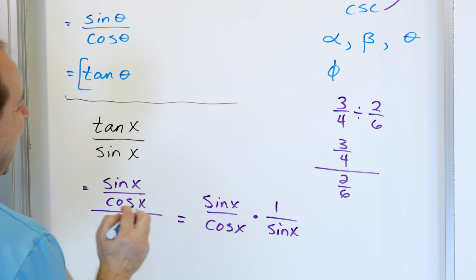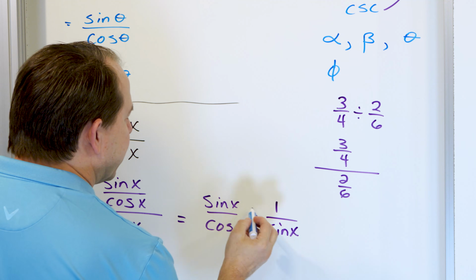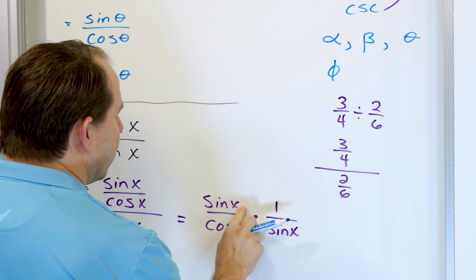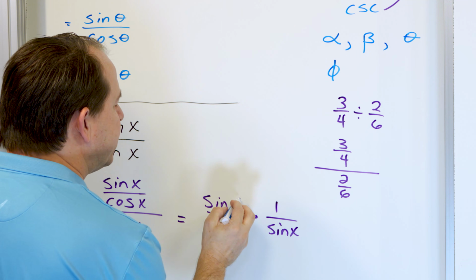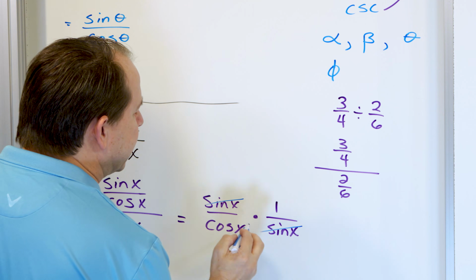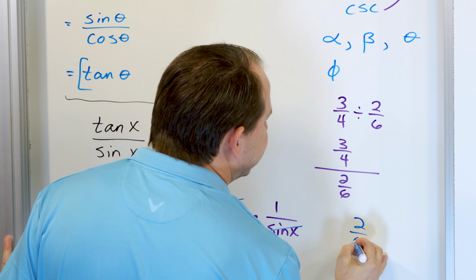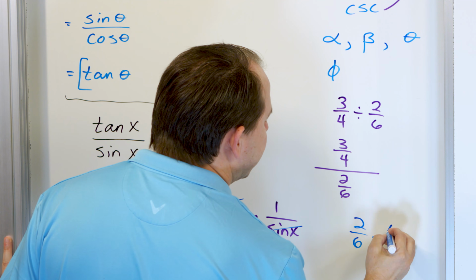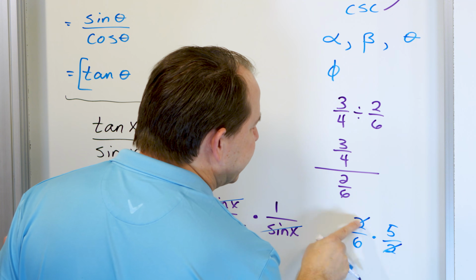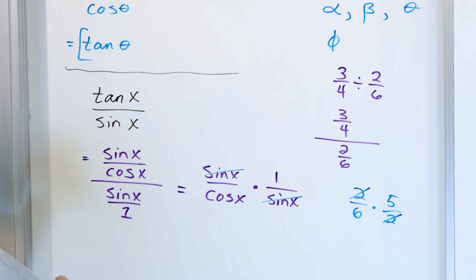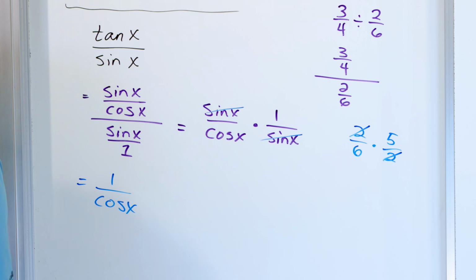All right, now notice what we have though. We have a sine on the top and a sine on the bottom. And just like numbers, sine of this, whatever the angle is going to give me a number back. Sine of the same angle will give me the same number. So I can strike through it and cancel it because they're essentially dividing. Just like when you have 2/6 multiplied by 5/2. The 2 on the top and the bottom, you can cancel through them because they're essentially dividing away, giving you 1. And all I have left now is 1 over cosine of x.